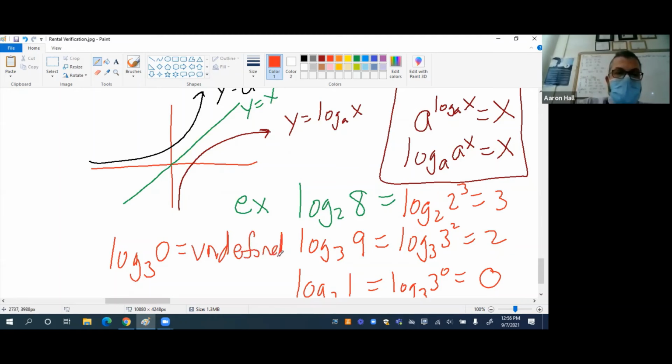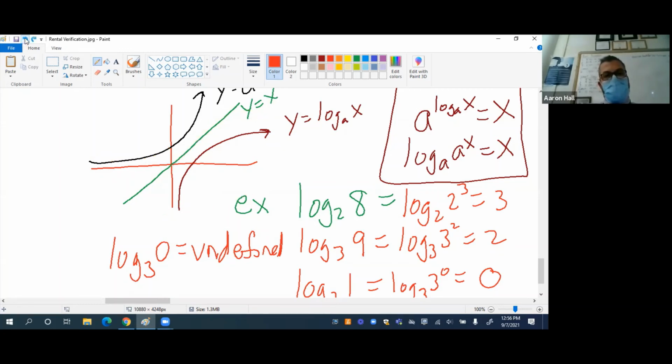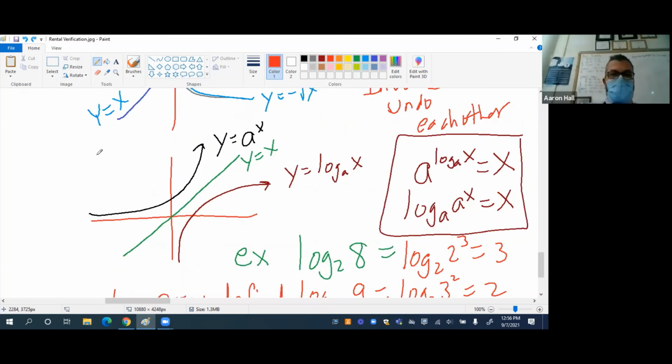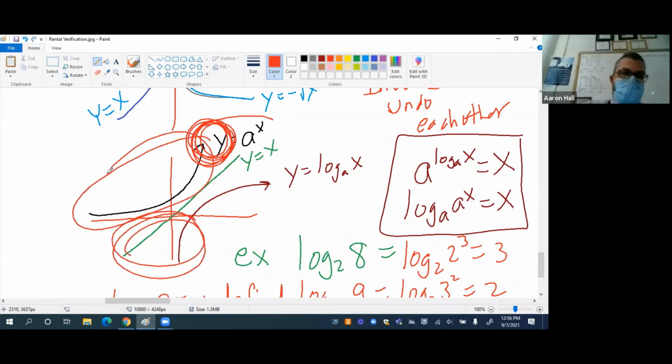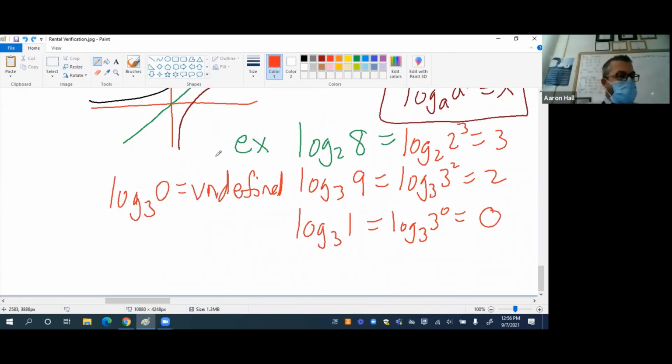Can this value be negative? No, there's no x value over here that's negative for this graph. So x cannot be negative and it can't be 0. For the same reason, when can y be 0? Never, because there's no y value for this graph that is negative. Cool. All right, moving on.